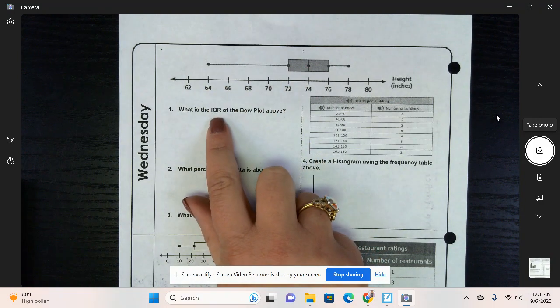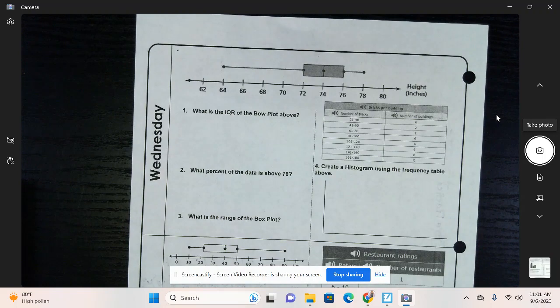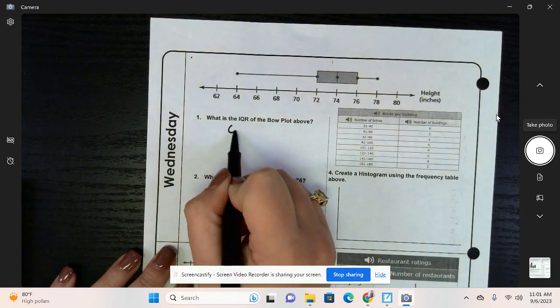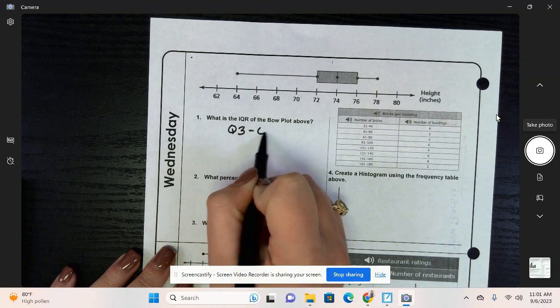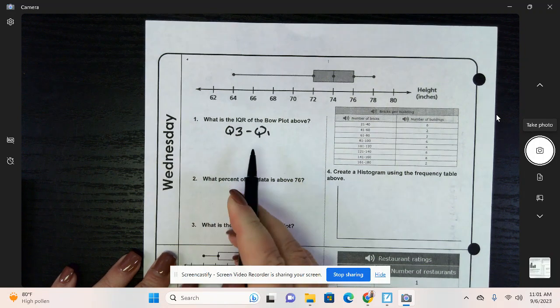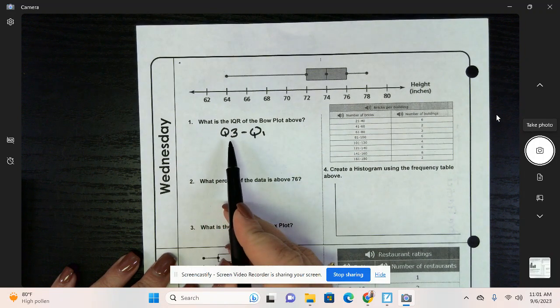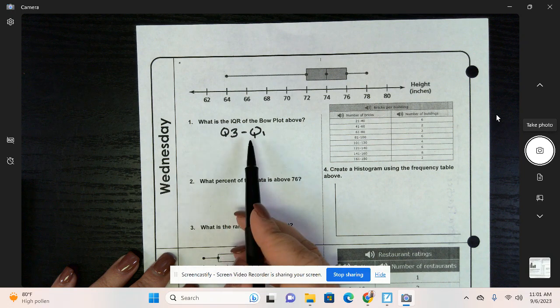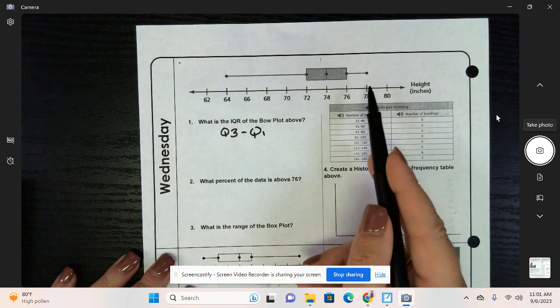In order for us to find the IQR, that's the interquartile range, IQR is Q3 minus Q1. Remember, sometimes Q3 is called the upper quartile and Q1 is called the lower quartile. But in order to do this, we've got to be able to label our box first.